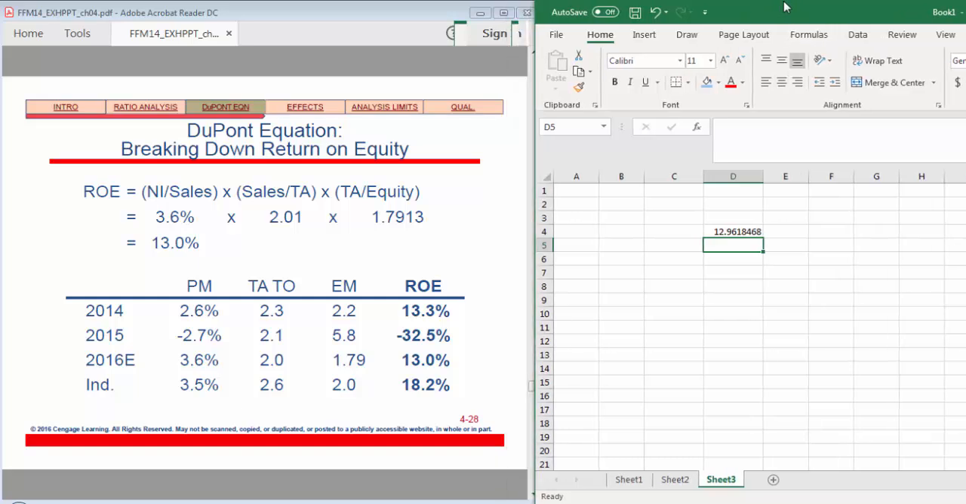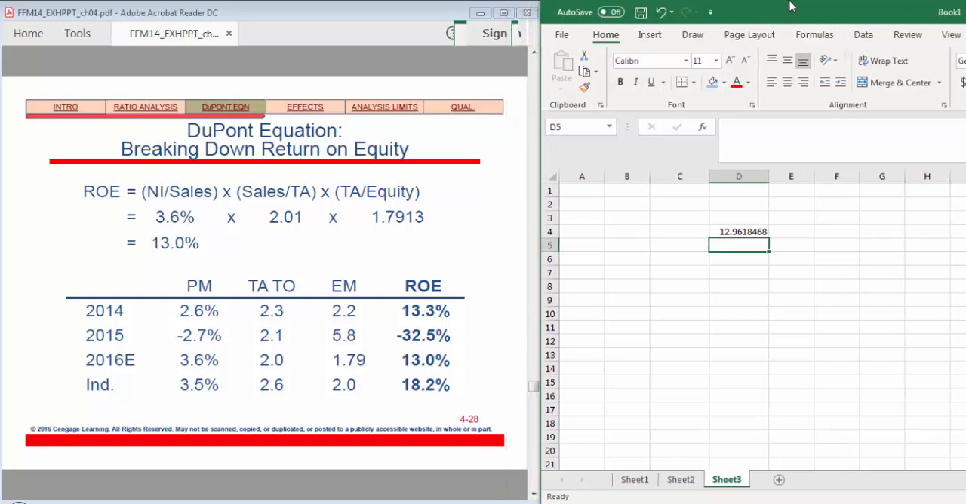This is of relatively good importance when you look at this analysis in some of the higher level classes. For this particular class, we just want you to understand what DuPont analysis is, what the breakdown is, and be able to compute a simple question based on this equation, which is net income divided by sales multiplied by sales divided by total assets multiplied by total assets divided by equity.